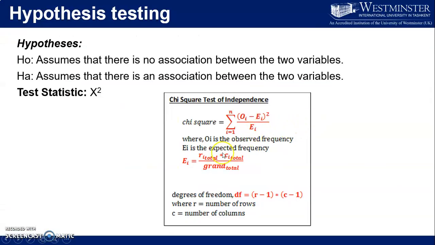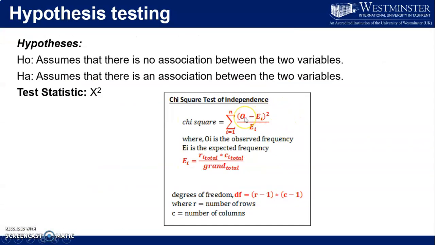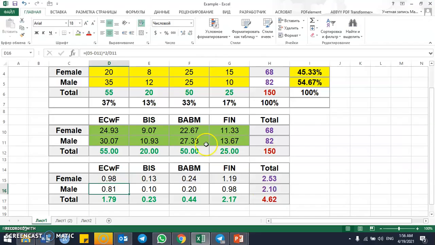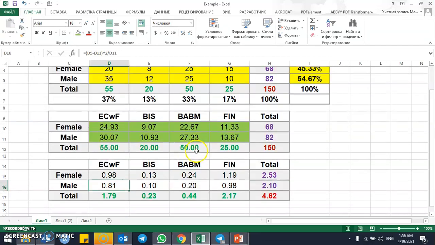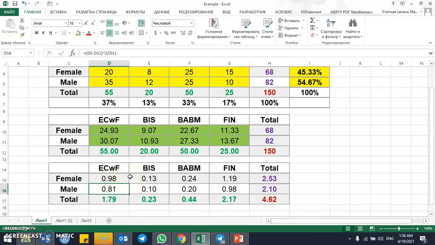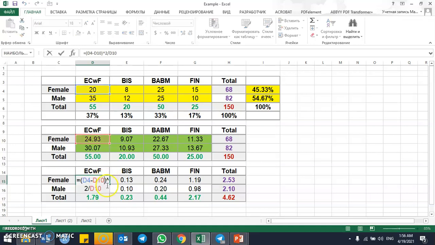So this formula: we find the difference between observed and expected value, squared, and divide by the expected value. Then we do the same for all the other cells, for all 8 cells. If we look into the third table, by the way, I'm going to provide you this table, what we see is observed minus expected squared divided by expected.